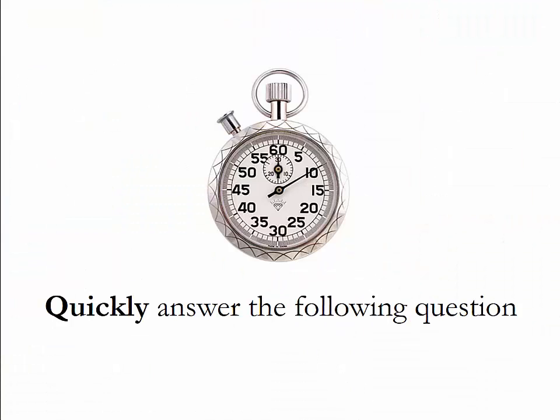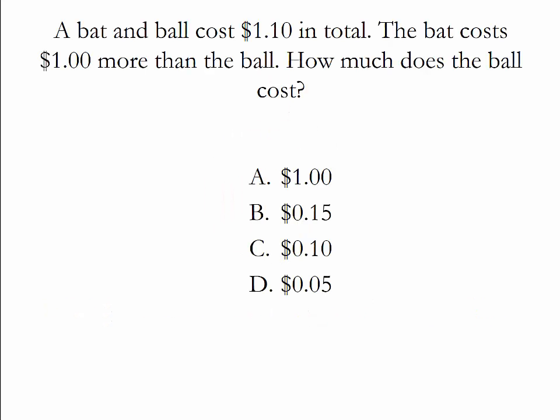The next thing I want you to do is to quickly answer the following question. Once I show you the question, you might want to pause the video to spend 5 seconds thinking about the question. A bat and a ball cost $1.10 in total. The bat costs $1 more than the ball. How much does the ball cost?